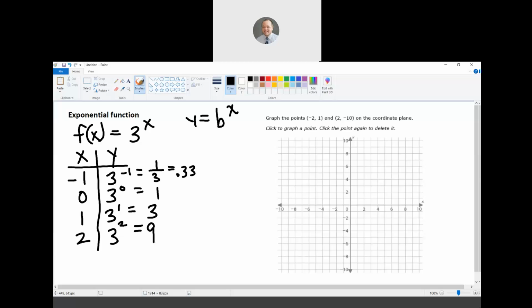So let's plot our points. -1 and 0.33 is roughly right there. Got 0, 1. Oops, sorry. 1, 3 is right there. And then 2, 9 is already way up there. So when you connect your dots, your exponential function will form a curve.